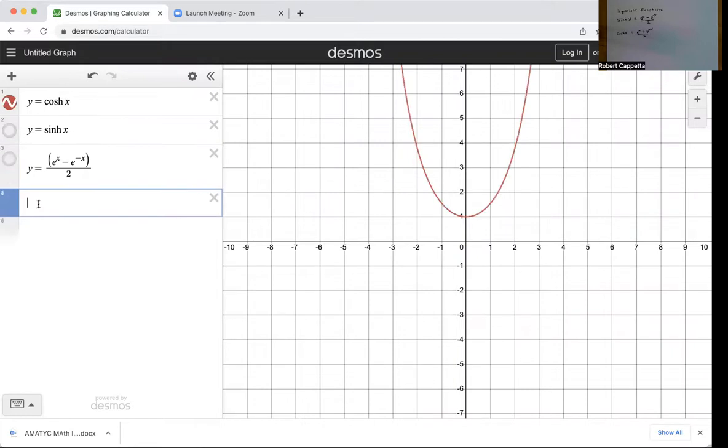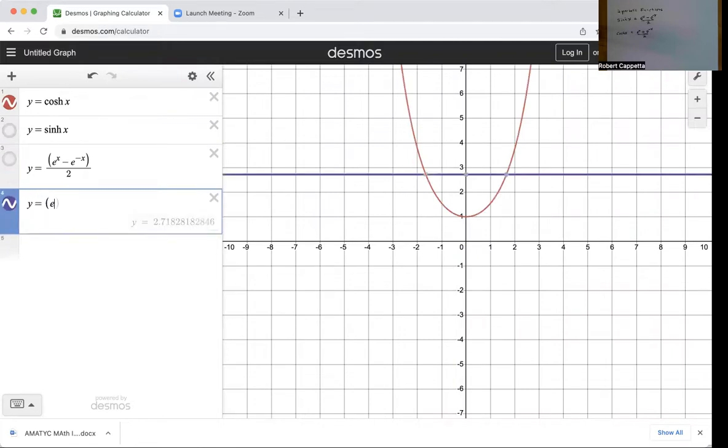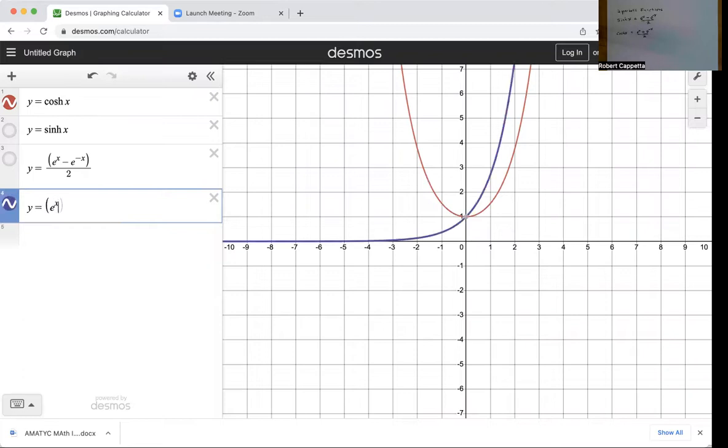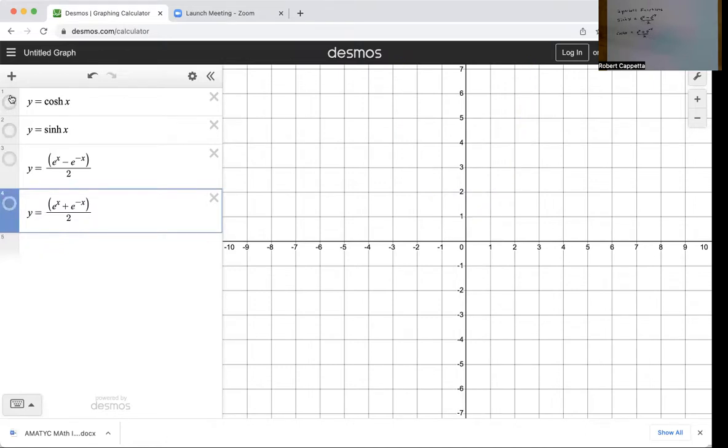And just to convince you, I will also graph y equals e to the x plus e to the negative x all over 2, and show you that indeed that is the same graph. There's the graph of e to the x plus e to the negative x over 2. And here's the graph of cosh, hyperbolic cosine of x. So that's the definition of these functions.